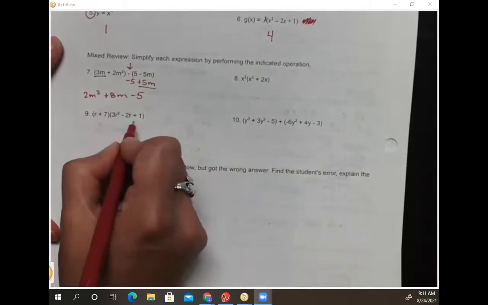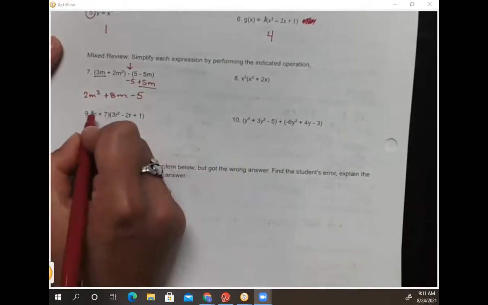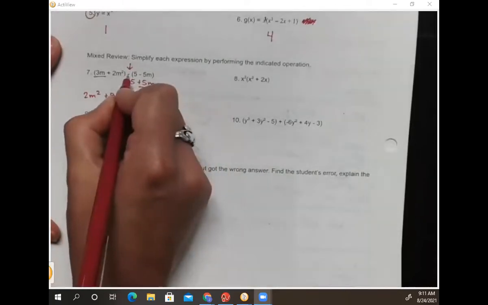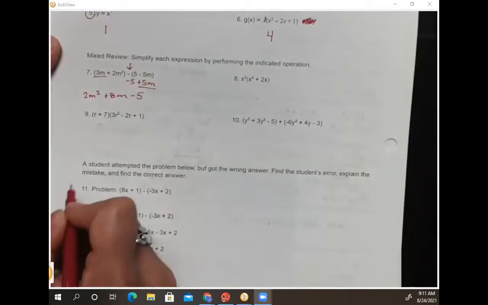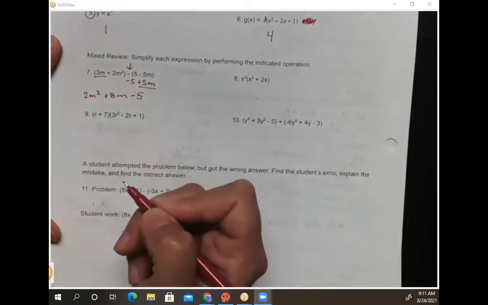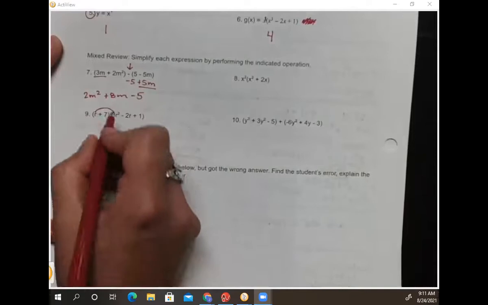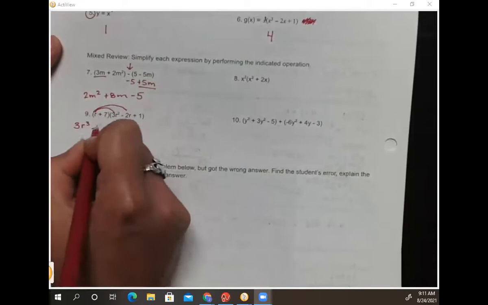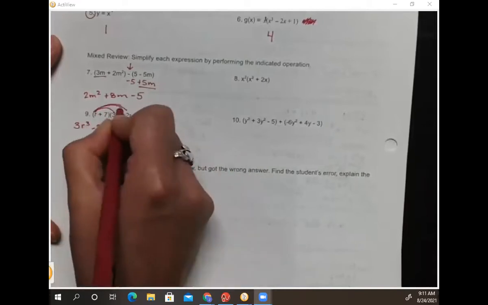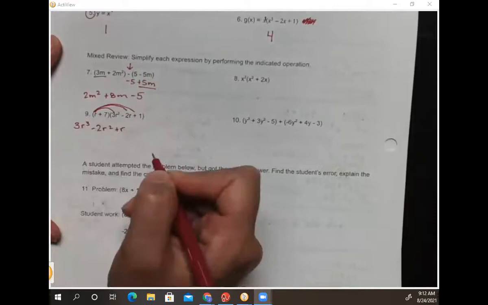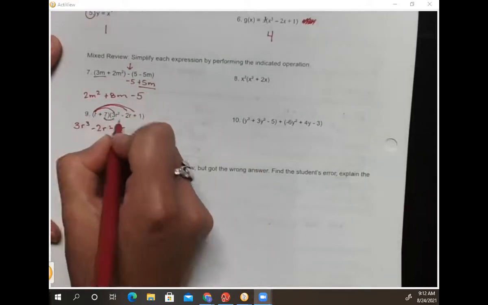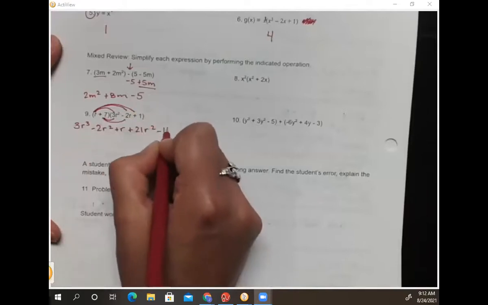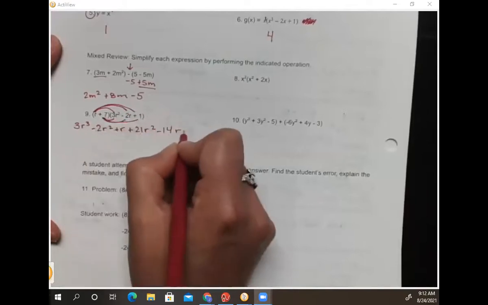If I have a problem like number 9 where there's no sign in between this polynomial and the other polynomial, then I'm multiplying. If I have a sign in between, I'm subtracting or adding. If there's no sign in between, that's where we're multiplying. So here we would want to distribute. So this would be 3r cubed minus 2r squared plus r. And then do the same thing with the 7, distribute the 7, plus 21r squared minus 14r plus 7.